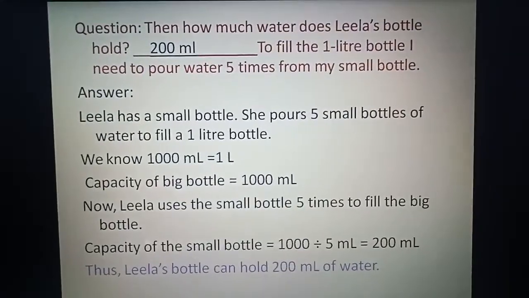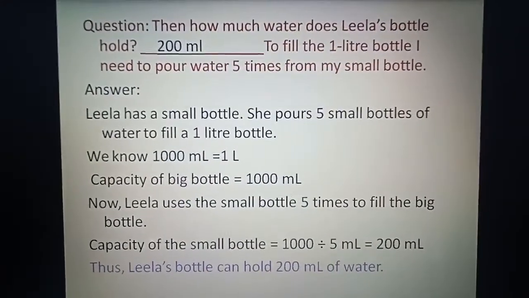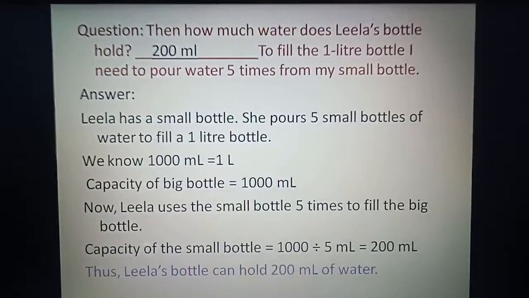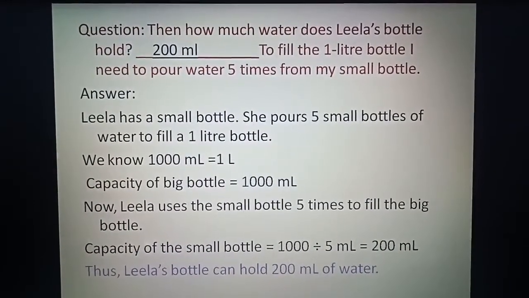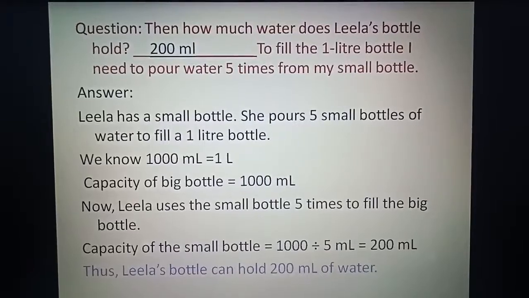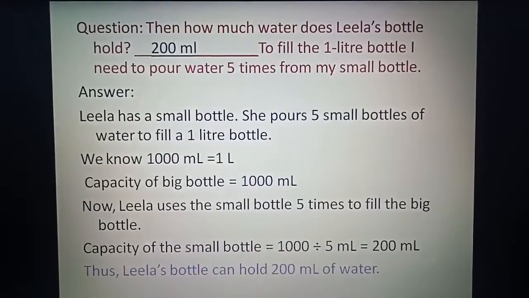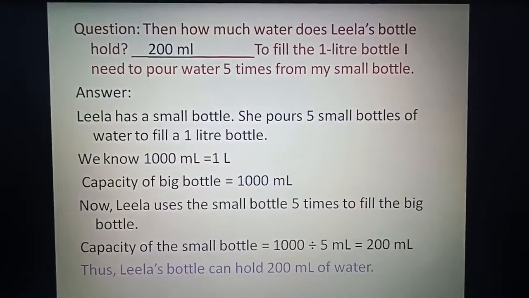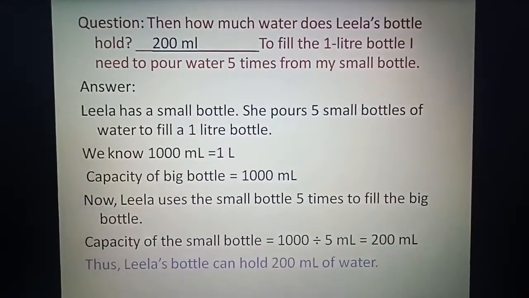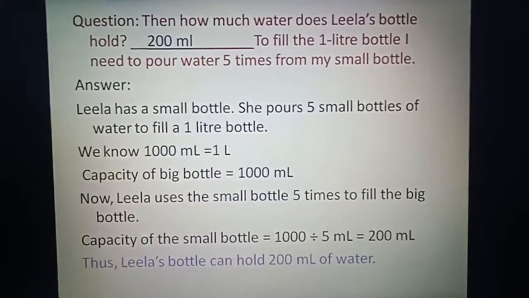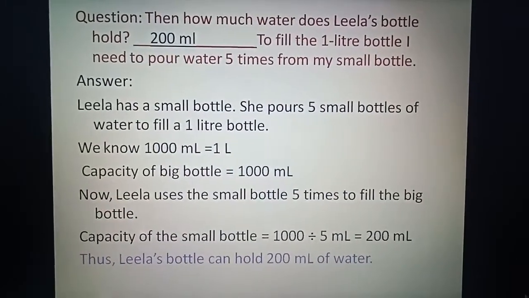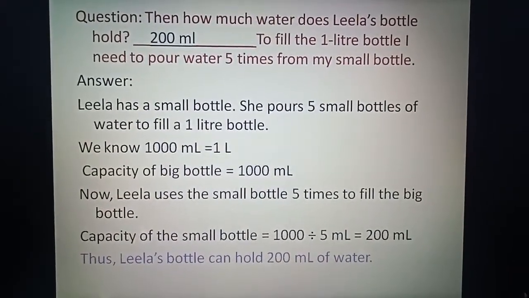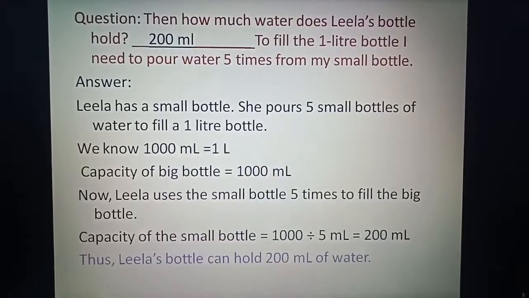Now the next question is, then how much water does Leela's bottle hold? To fill the 1 liter bottle, I need to pour water 5 times from my small bottle. So Leela has to pour 5 times from her small bottle to fill the 1 liter big bottle. Now answer. Leela has a small bottle. She pours 5 small bottles of water to fill a 1 liter bottle.